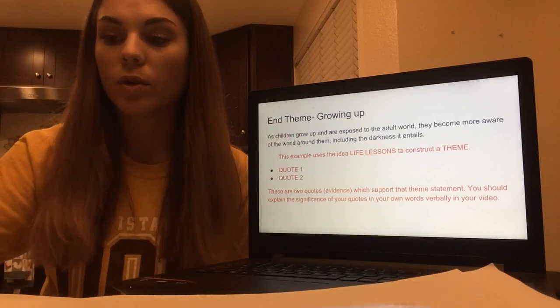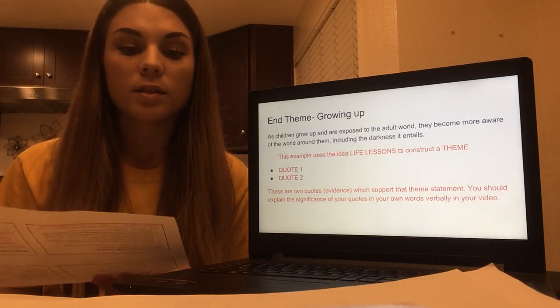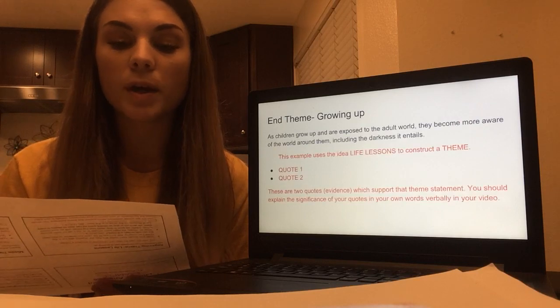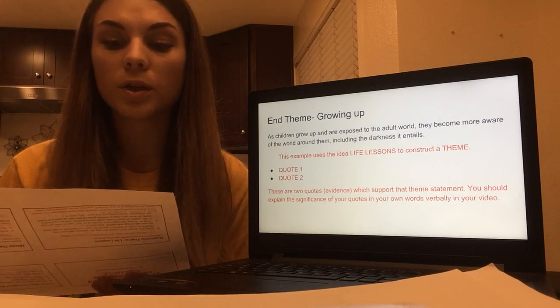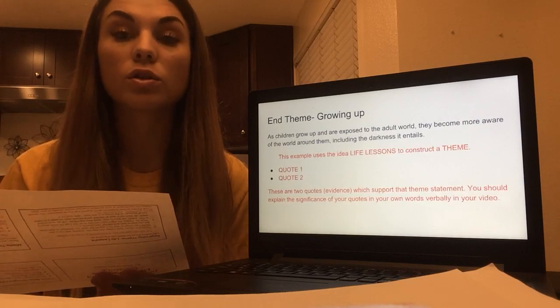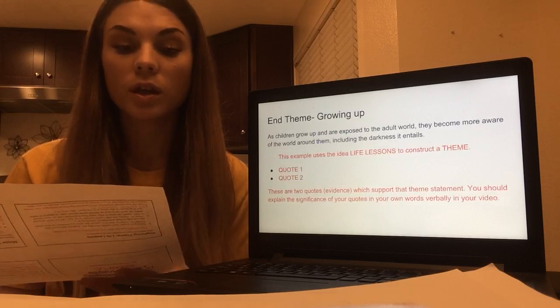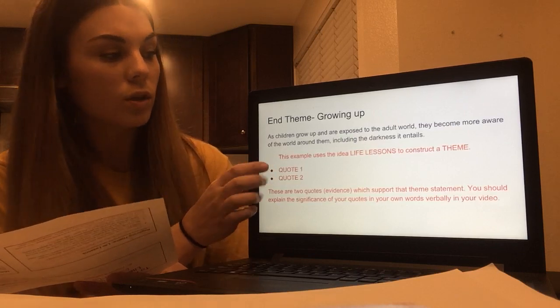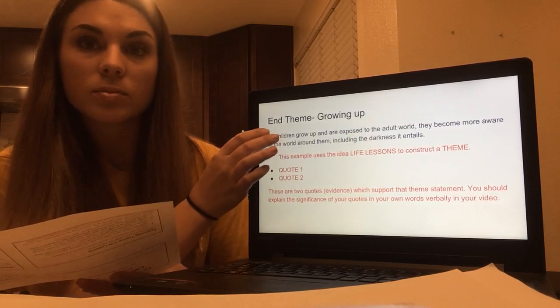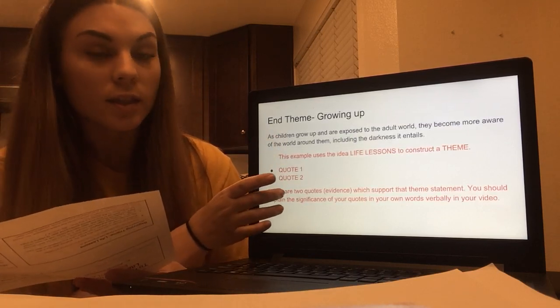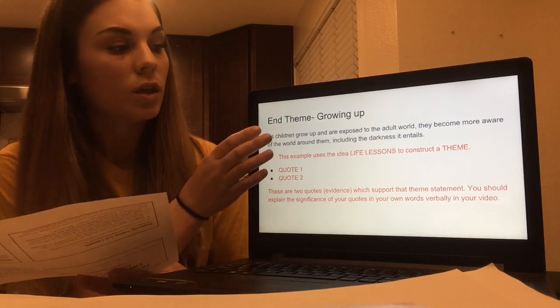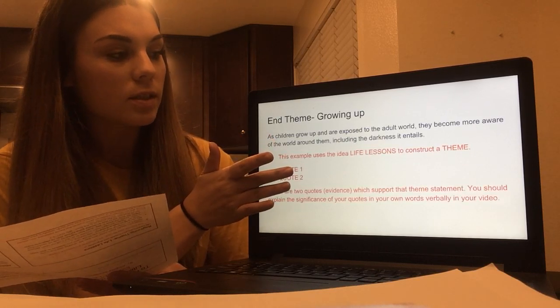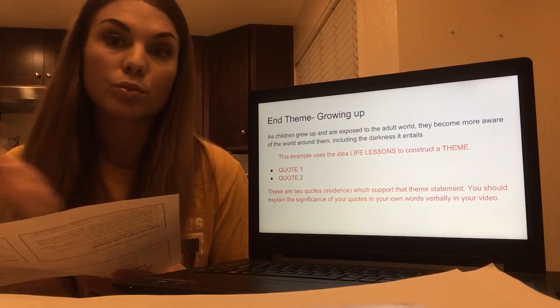Okay, and growing up. So my last theme statement: as children grow up and are exposed to the adult world, they become more aware of the world around them, including the darkness it entails. You would then again get quote 1, quote 2 that prove this theme statement to be true, and then explain in your own words how these pieces of evidence prove this.